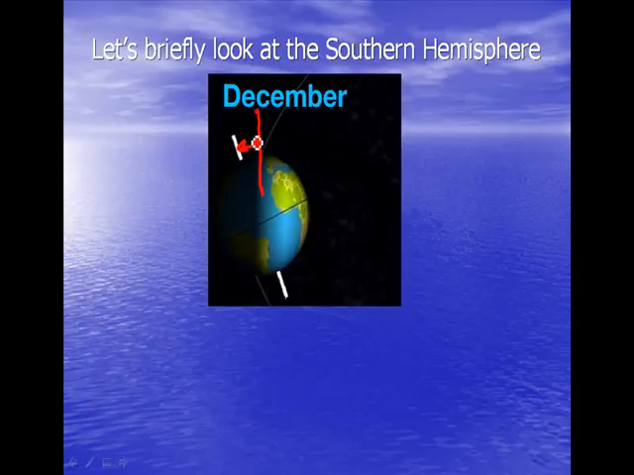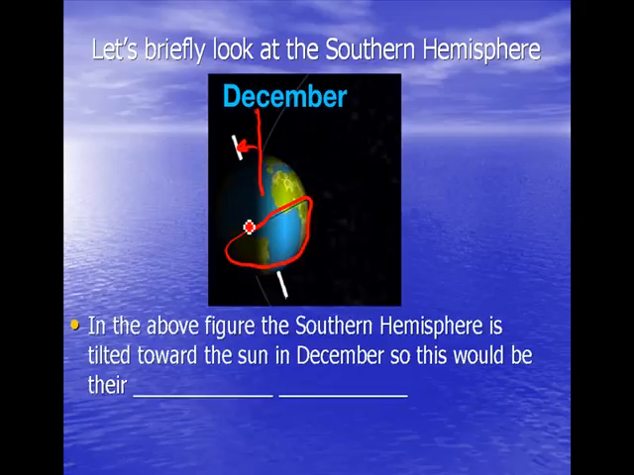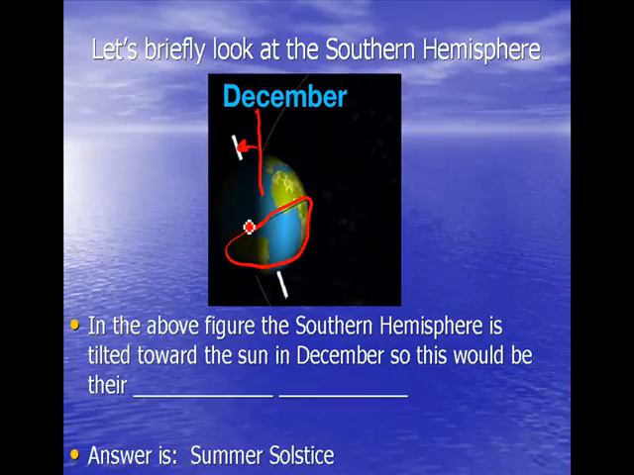There is a tilt, and so in December the southern hemisphere has longer daylight hours. And we know that longer daylight hours mean that we have more incoming solar radiation. So typically in December would be their warm season down in the southern hemisphere. So in the above figure, I have a little quiz here for you. The southern hemisphere is tilted toward the sun in December, so this would be their, that's right, their summer solstice. Again, it's the tilt of the Earth that causes the seasons.